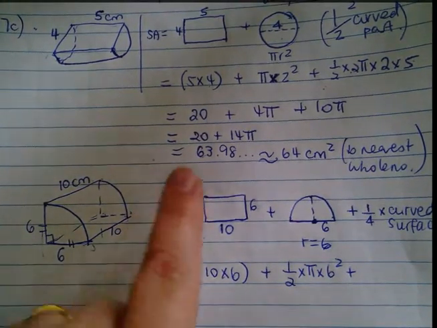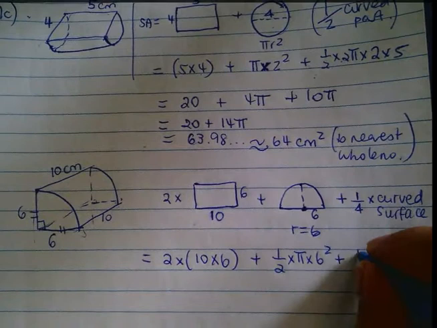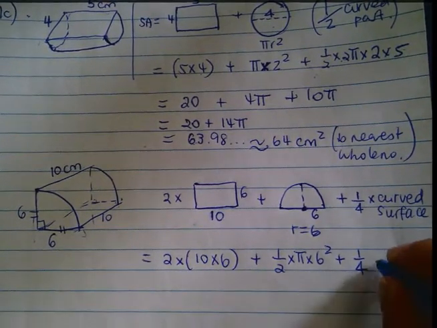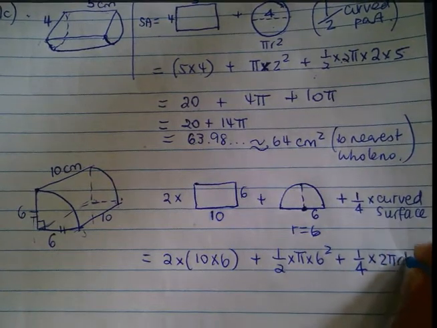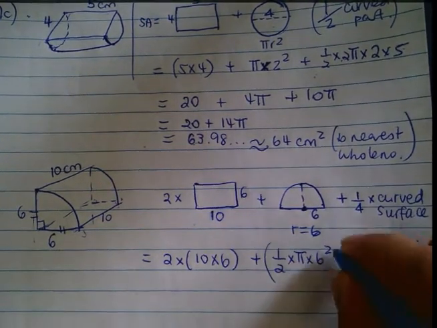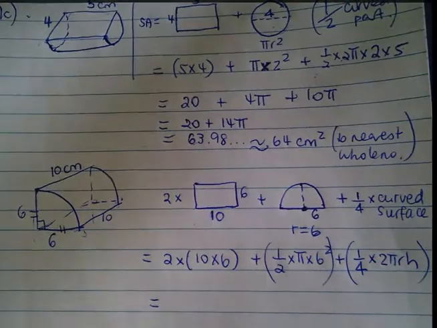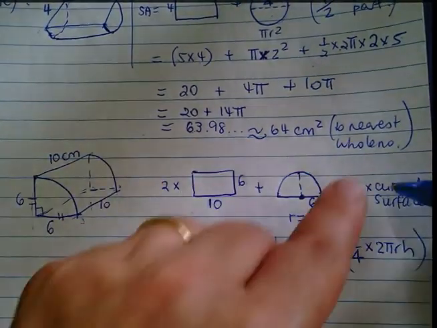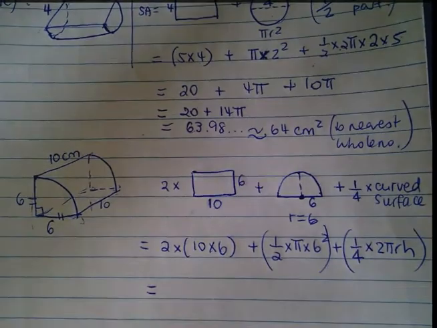All right, and that's what I would draw them out, plus a quarter of, now the whole curved surface is 2 pi RH, so it's a quarter of that 2 pi RH. So you can bracket them all if you want. So, are we okay, girls? So just, you know, that's one question, that's one question, that's one question. That's how you think of it.